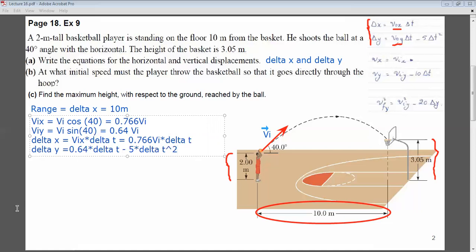This is part A. This is what is being asked for. Just the equations. Okay? And since they are equations, it means they are functions of t. We can just substitute v initial x and v initial y from up here. So we know that delta x is 0.766 v initial delta t, and delta y is 0.64 v initial delta t minus 5 delta t squared. This is part A.